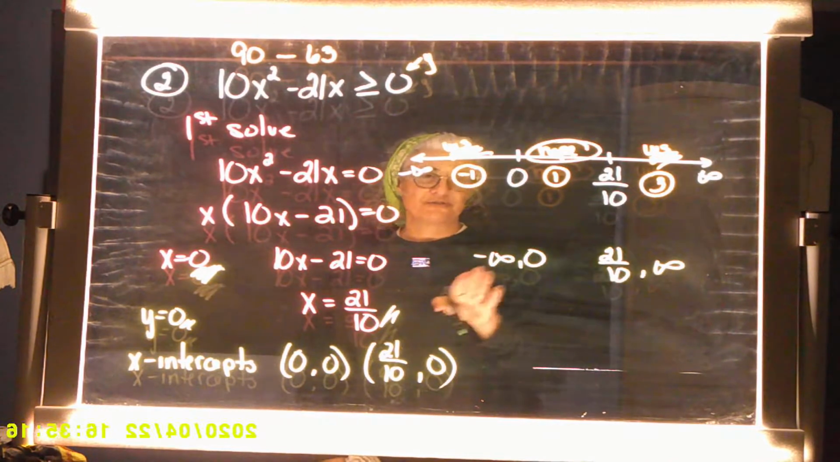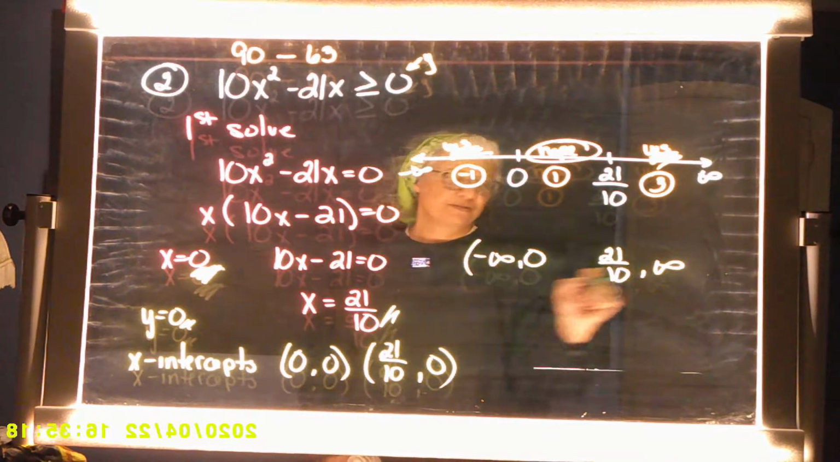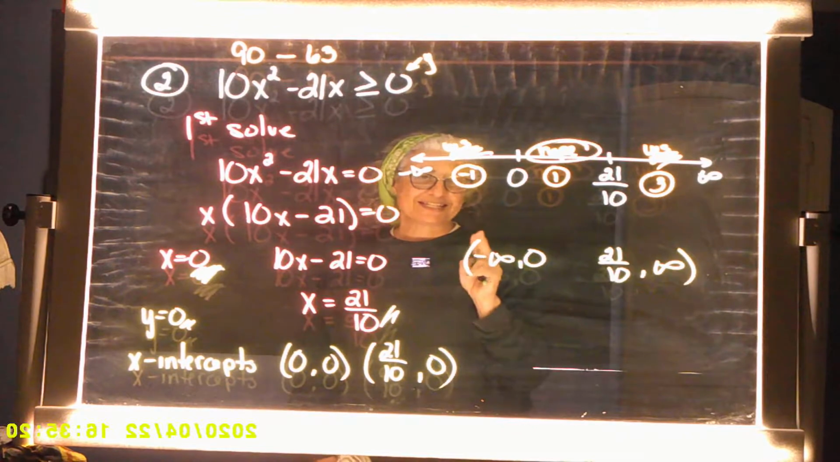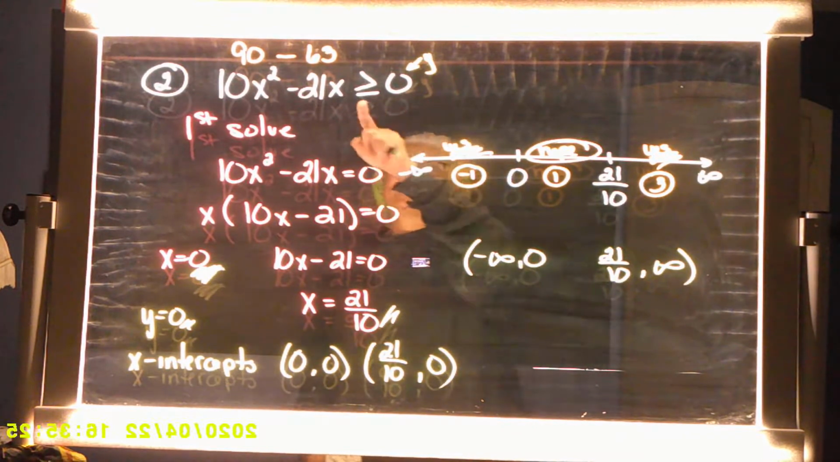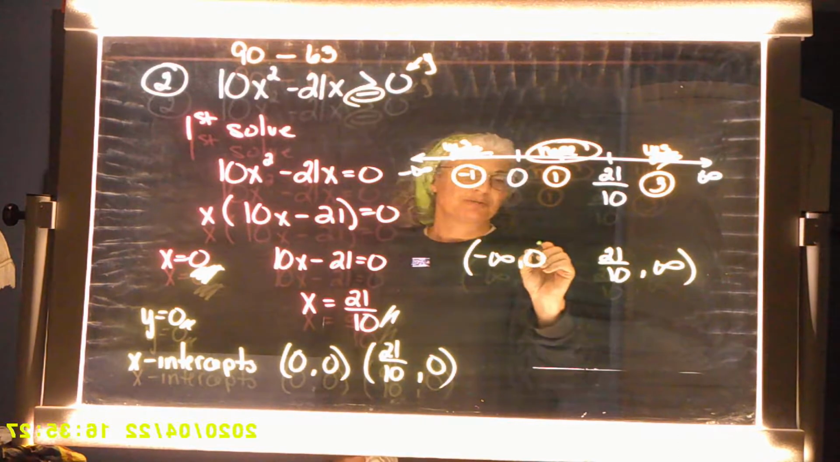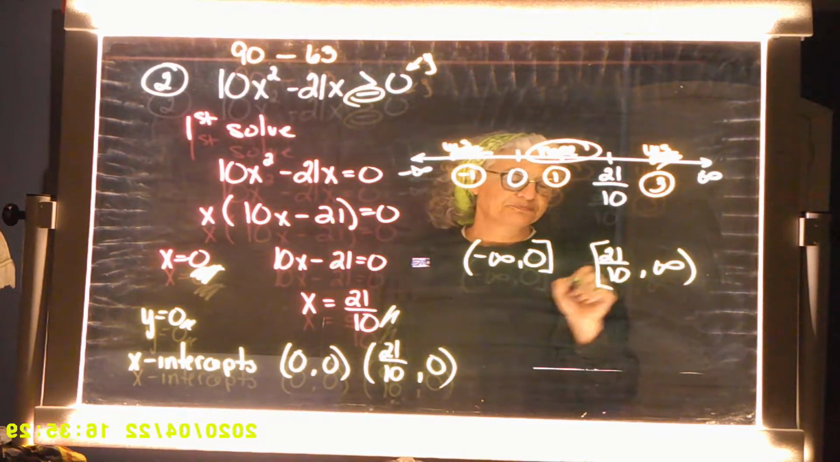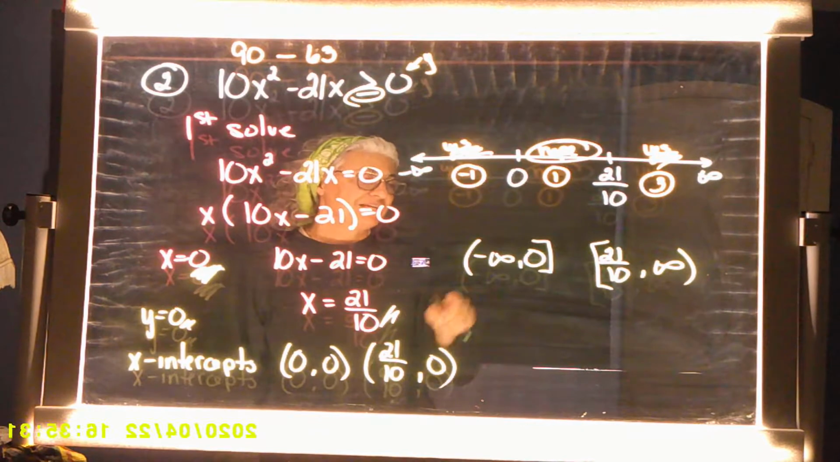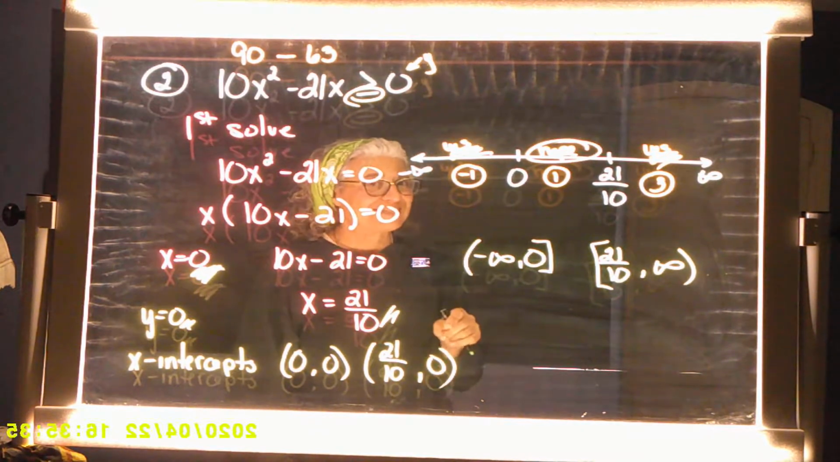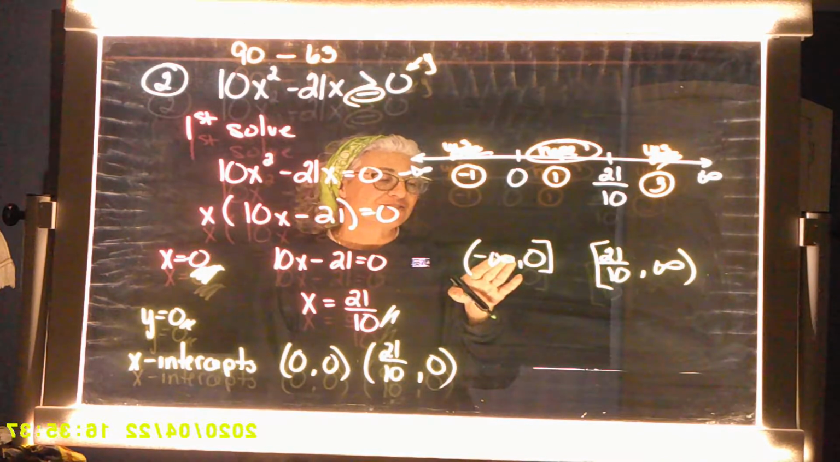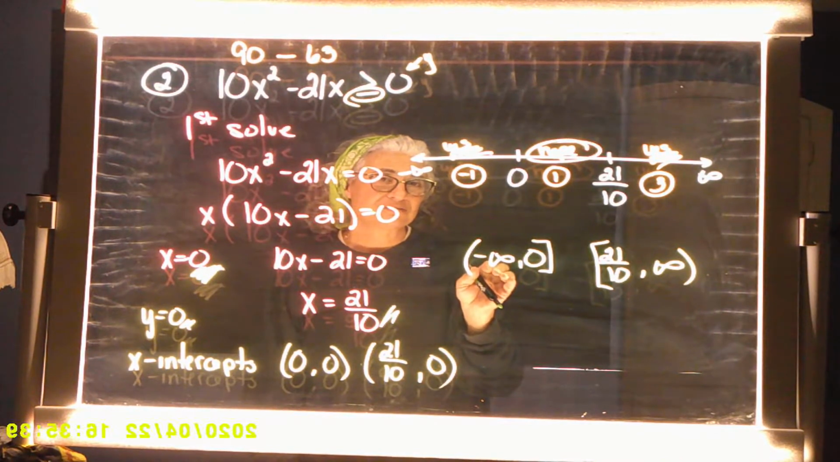Okay, what do you put on your infinities? Always parentheses. In this case, what do I put on the 0 and the 21 over 10? Yeah, because this is an equal to sign, I'm putting brackets on those. So here's the deal. These answers are actually mathematical sentences. So you're telling me your answer is in this interval.